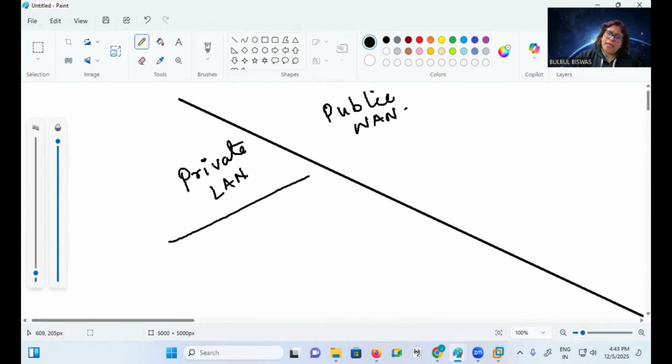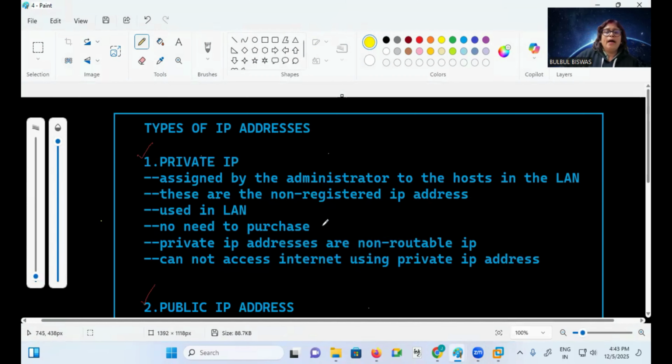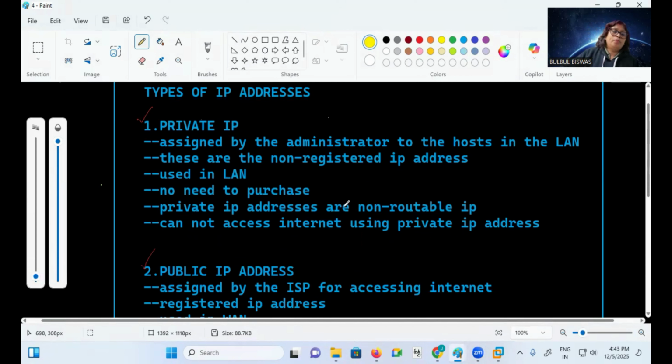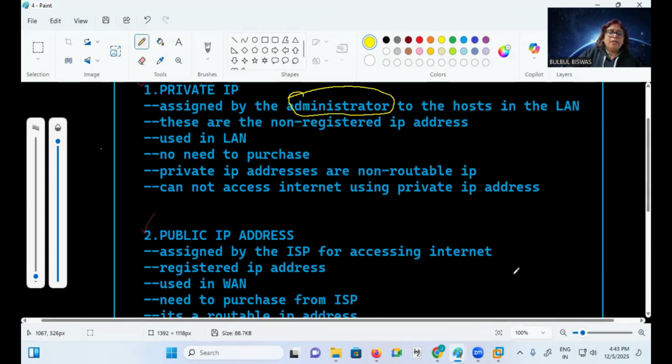So when we are designing a private network, we are using one category of IP addresses, and while designing a public network, we are using a different category of IP addresses. So we say that IP address is of two types: one is private, another is public. Who assigns the private IP address? The administrator assigns it. But in case of public, it is assigned by the ISP.